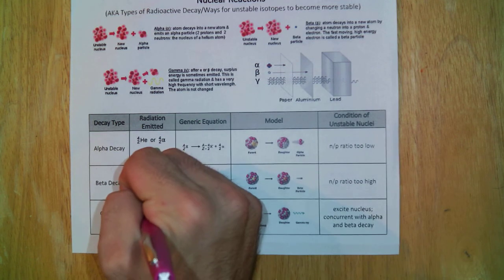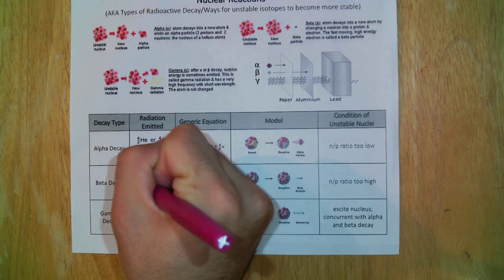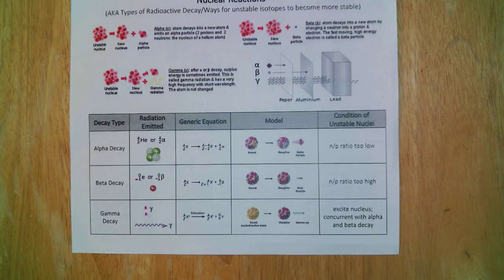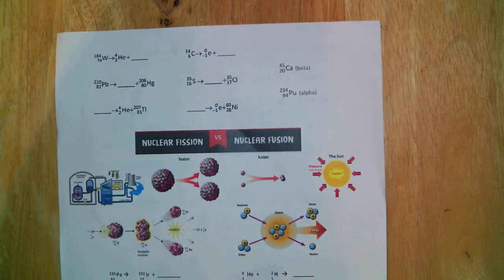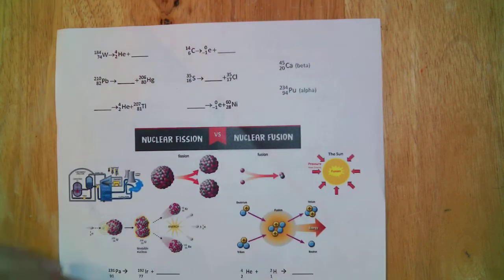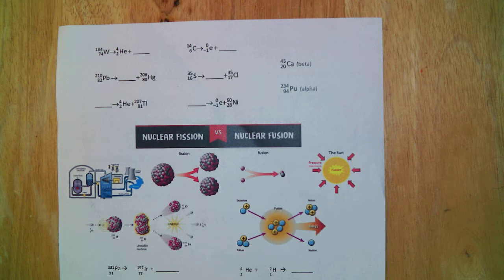Gamma decay has 0 charge and 0 mass, so you're not changing the atomic number, nor are you changing the mass. I'm going to add the negative sign to that beta there. Now, we looked at filling in reactions for alpha decay and beta decay. So we'll review that, and then I'm going to let you try a couple on your own.